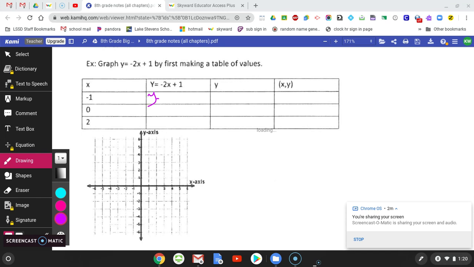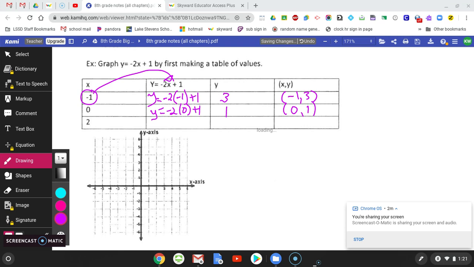So I'd have y is equal to -2 times my x value, which is -1. That's what I'm substituting in. So I'm taking this and plugging it in for my x, and plus 1. -2 times -1 is 2, and 2 plus 1 is 3, which means I have the coordinate point -1, 3. When I plug in a 0, I have y is equal to -2 times 0 this time, plus 1. -2 times 0 is 0. 0 plus 1 is 1. So as a coordinate point, it's 0, 1.